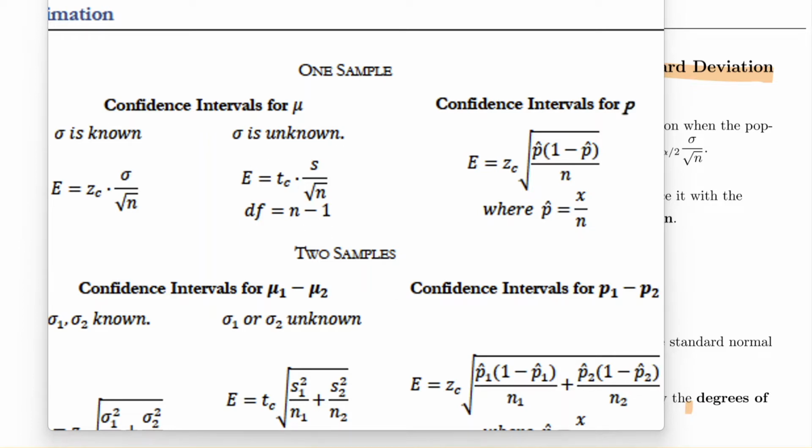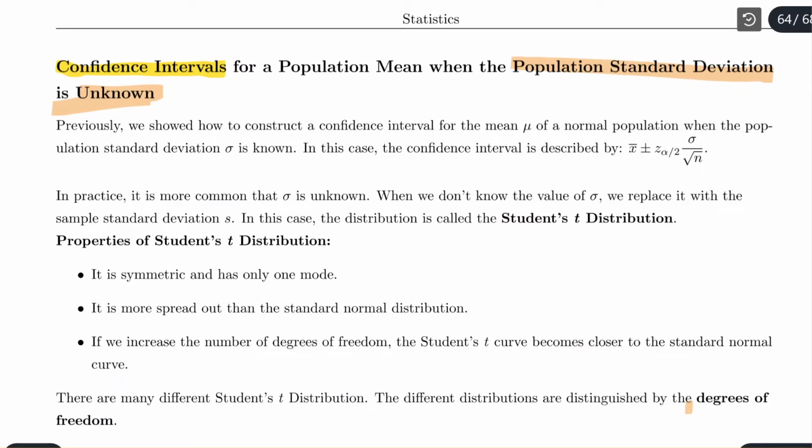But let's go over some basic concepts first. Previously we showed how to construct a confidence interval for the mean. We're still dealing with the population mean here, estimating the population mean, for a normal population when the population standard deviation, sigma, is known. In this case, we used the sample mean plus or minus the critical value. We also use z of c. You need to be comfortable with both notations, z alpha divided by 2 or z of c, times the standard error, the population standard deviation divided by the square root of n, where n is the sample size.